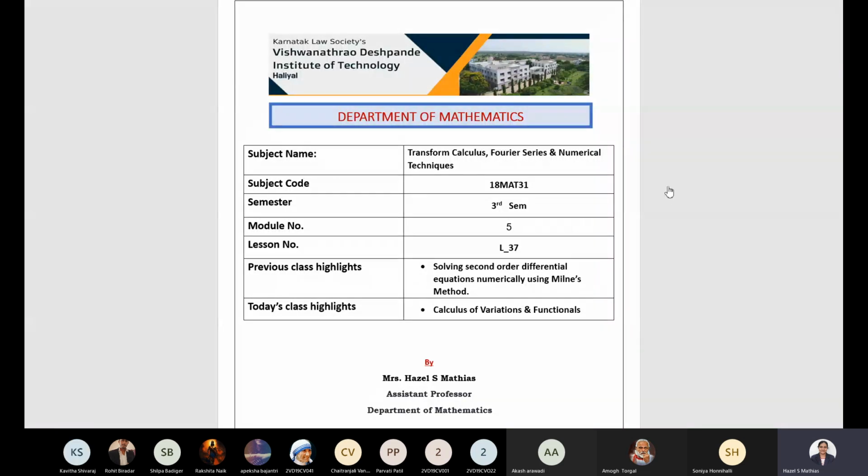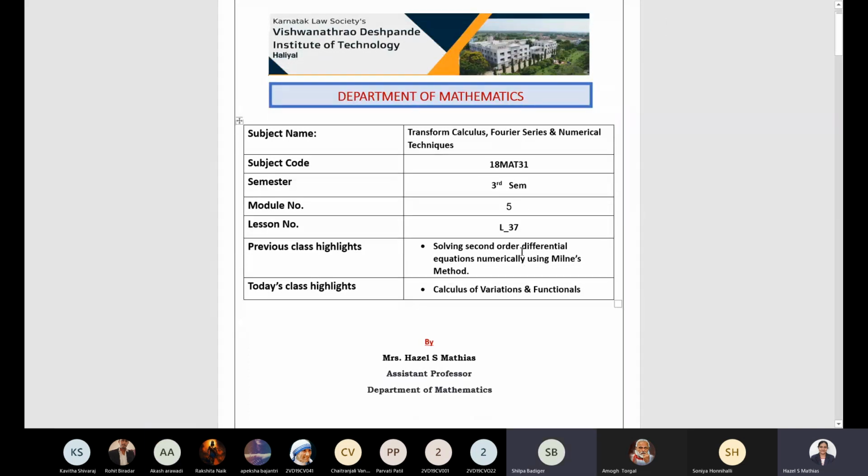By now you must be thorough with how to convert the second-order differential equation to a first-order differential equation by making the necessary substitution. Is it so? Is it everyone? Yes, ma'am. Okay. So let's move on to the next topic we are discussing, that is calculus of variation.